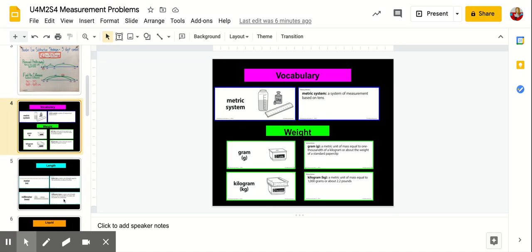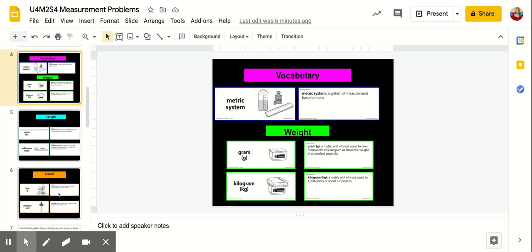So I know some of you have been struggling and wondering, what are these words that I'm reading? What are units? These are units. There is a system of measurement based on tens called the metric system, which you may have heard of before. And they have three different categories of words. One is for weight, one is for length, and one is for liquid measurements.